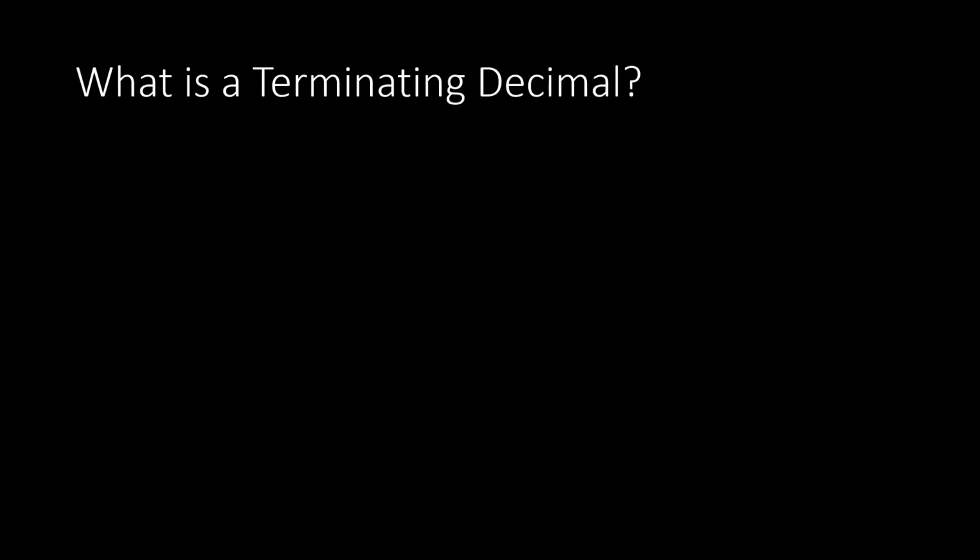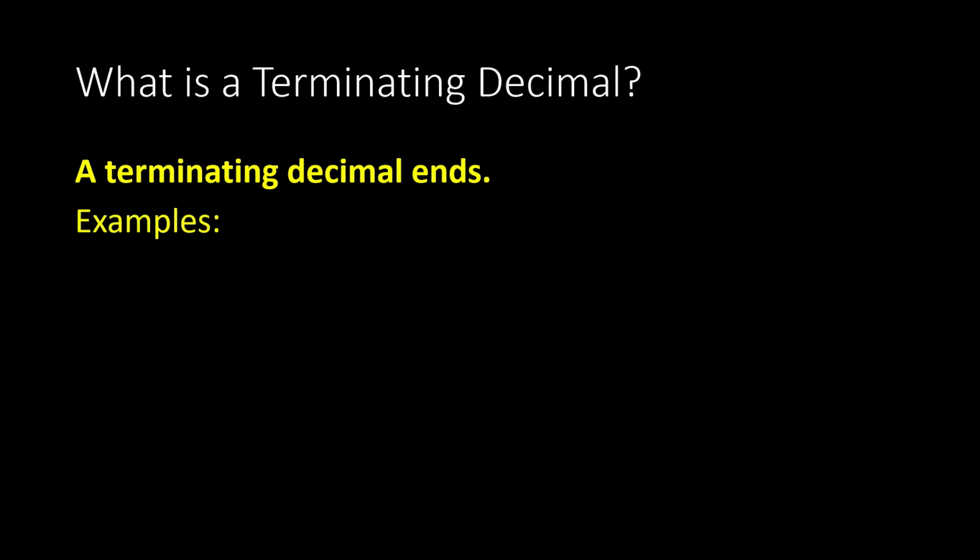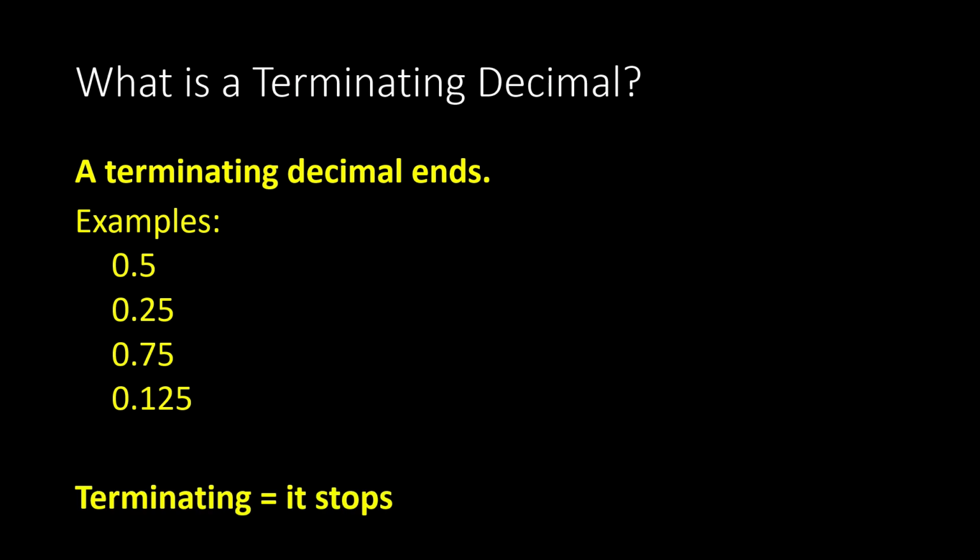Now we ask the question, what is a terminating decimal? A terminating decimal is a decimal that comes to an end. So for example, 0.5 stops after one decimal place. 0.25 stops after 2 decimal places. 0.75 stops after 2 decimal places. And 0.125 stops after 3 decimal places. In other words, a terminating decimal is one which stops, it terminates.